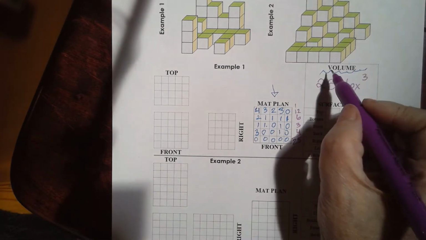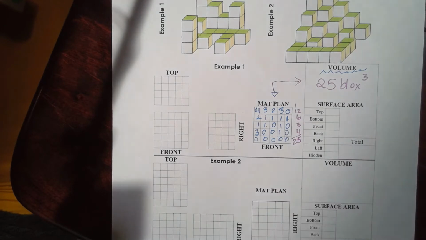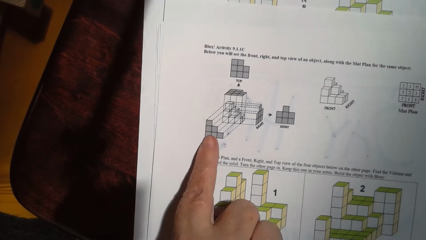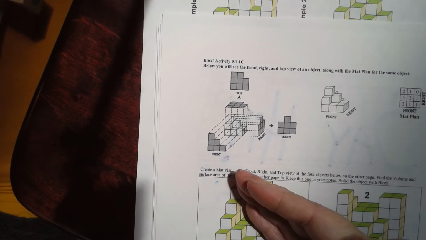So now I have the volume. With this map plan, all I had to do to get my volume was add up all the numbers, which makes finding the volume super easy. Now I also want to fill in these 3 views. On the instruction page, which I'm looking for, they actually show you what these 3 views are. So here are the 3 views. As we look at this object from 3 dimensions, I can look at it from the front, or from the right, or from the top.